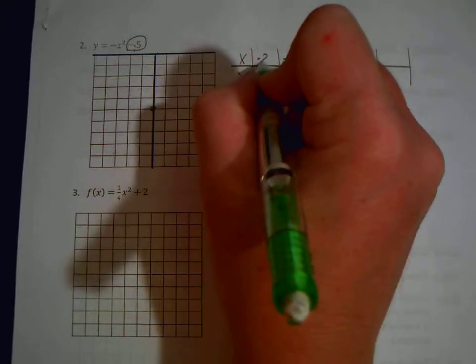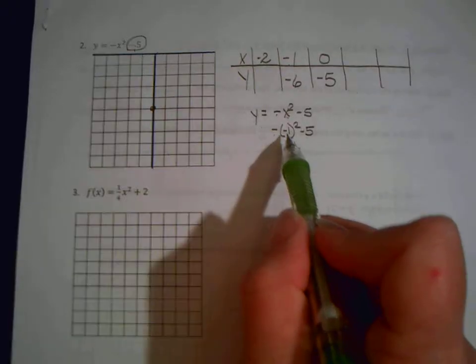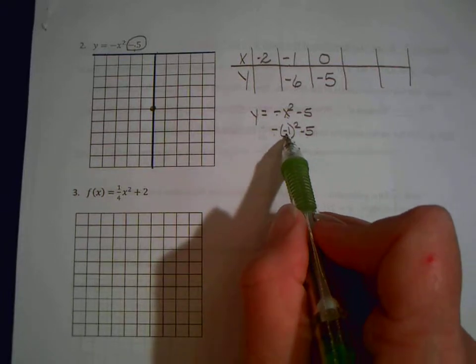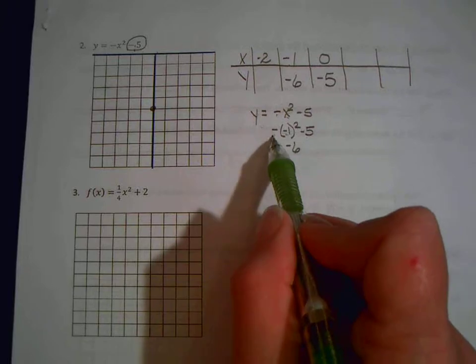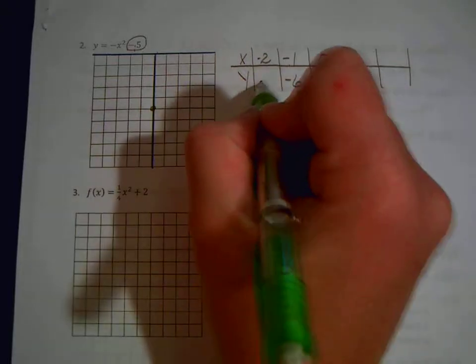Then if you're going to do a -2, it's the same situation. You can do these in your head too, or you can put them in your calculator, whatever works for you, but you're going to do -2 times -2, which is a +4, times the negative, which is -4. So -4 minus 5 is -9.